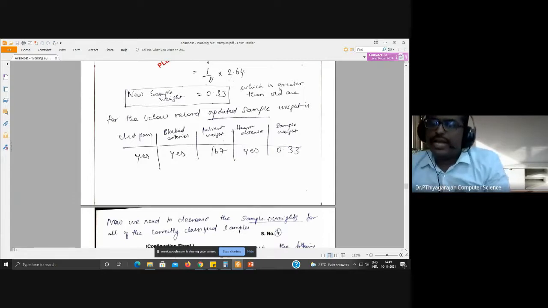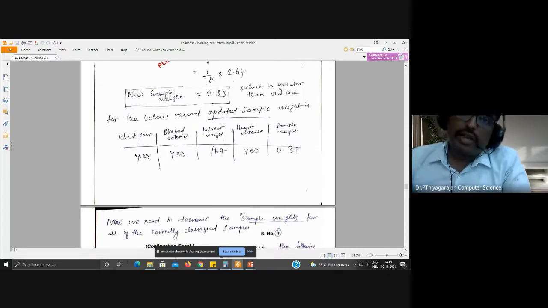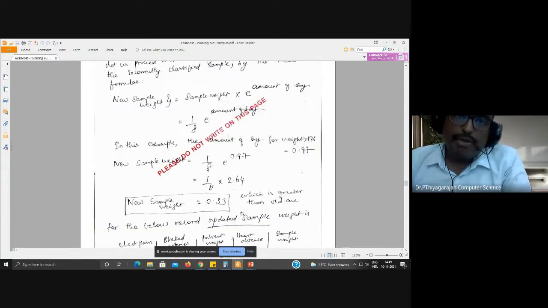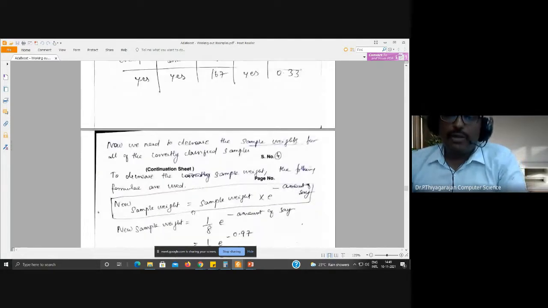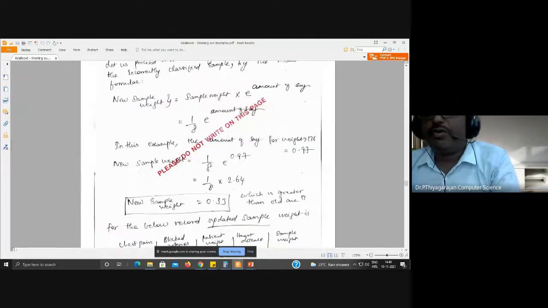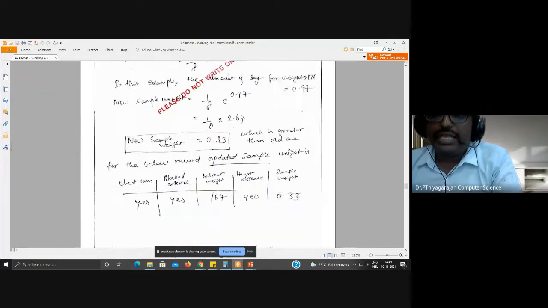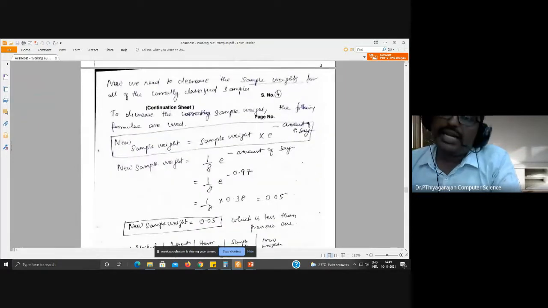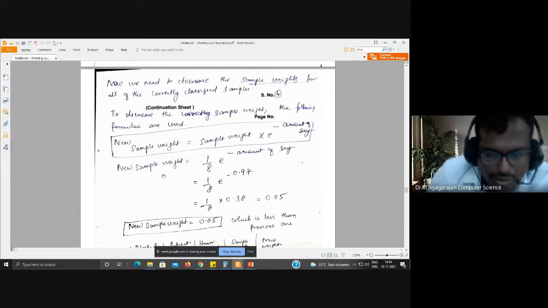Okay. So again, how to decrease the sample weight for other rows which are correctly classified? Again, you have to use the new sample weight formula, but it's slightly different. The new formula to decrease is new sample weight equals sample weight times e to the power minus amount of say. Here we have amount of say for increasing it. For decreasing the sample weight for the other correctly classified rows, it is e to the power minus amount of say. Okay. So same thing.